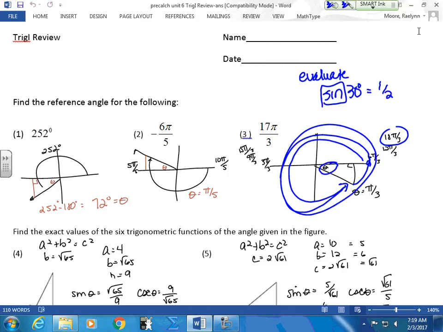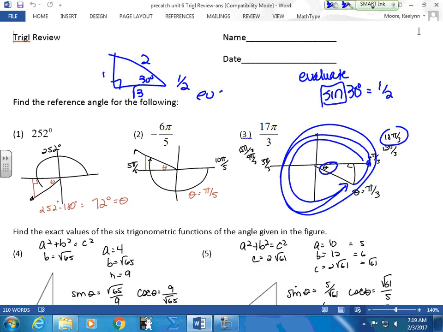Pi over 3. So if I say this, all I want is the sine of 30. So all you have to do is draw me a triangle and say this is the 30 degrees. This is the one I know. So I say sine, opposite over hypotenuse. That's all I want when I say evaluate that.